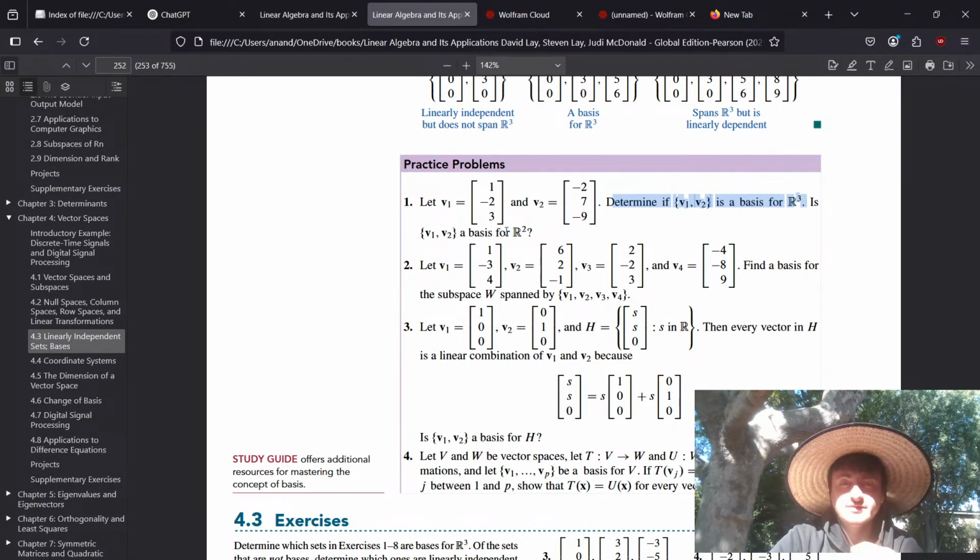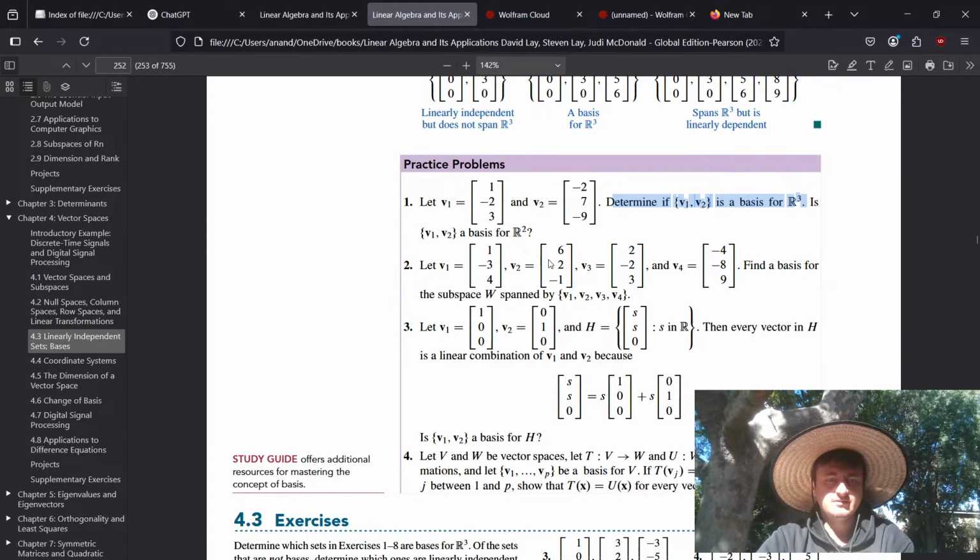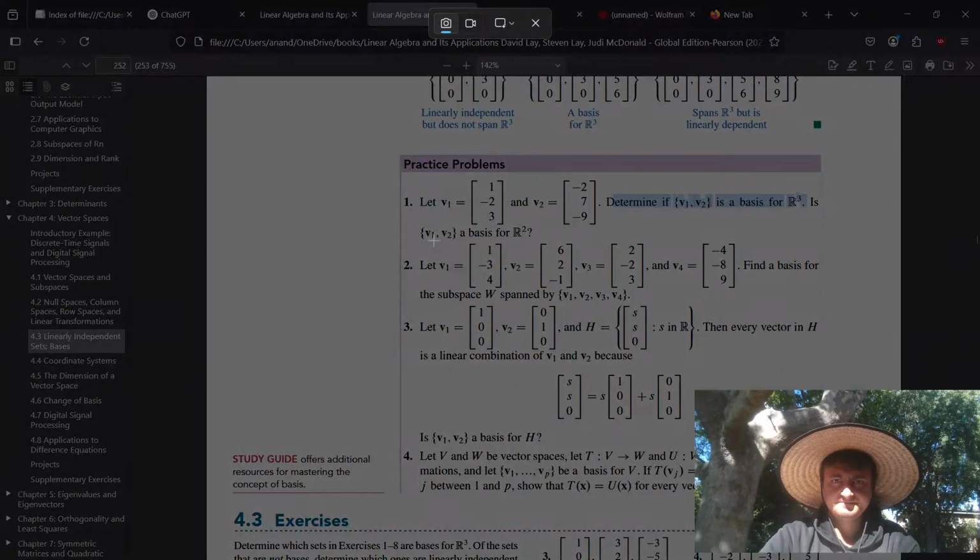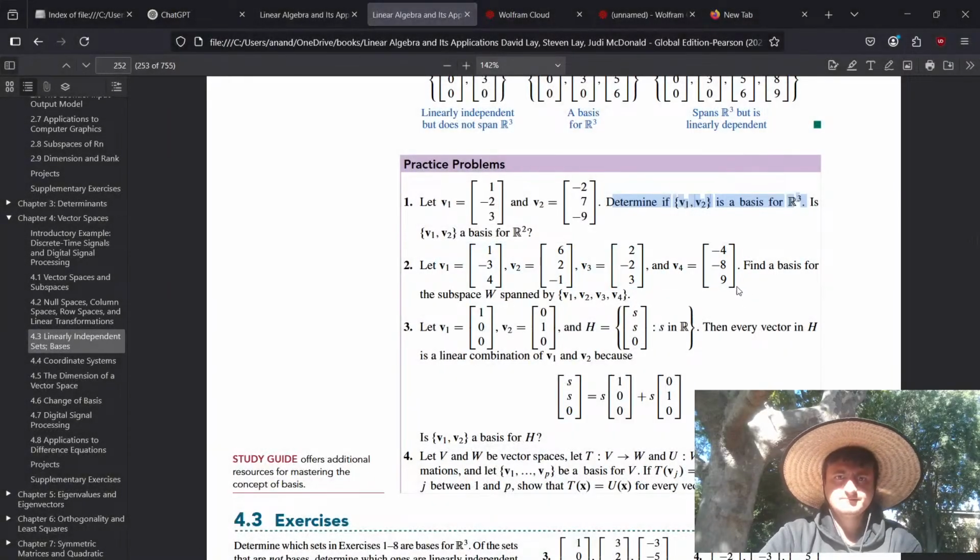Okay, problem 2 is find a basis for the subspace W. Okay, so let's just do this.